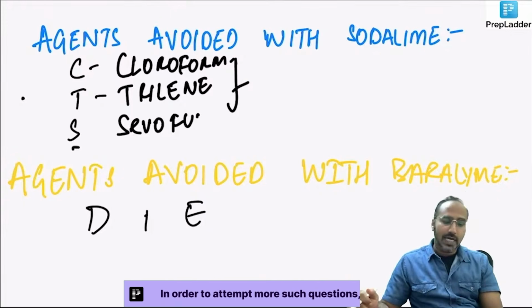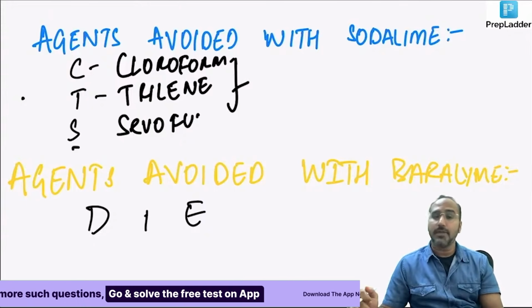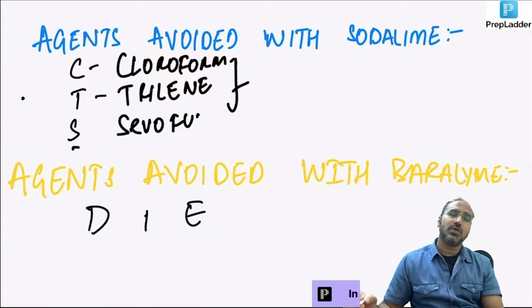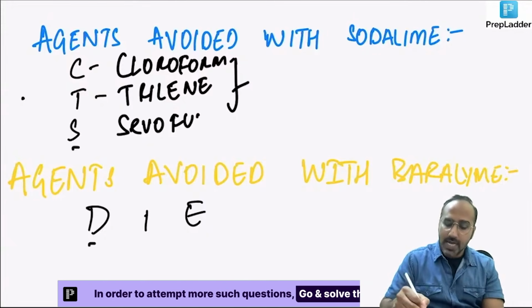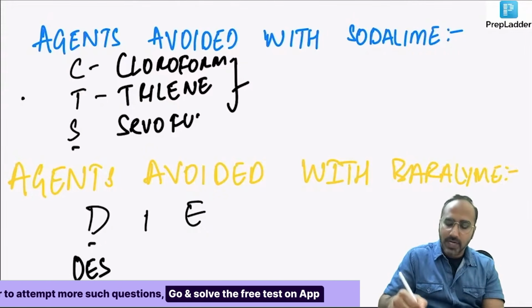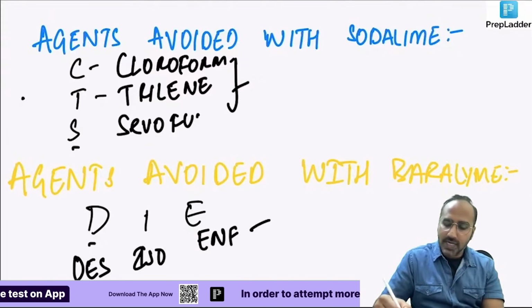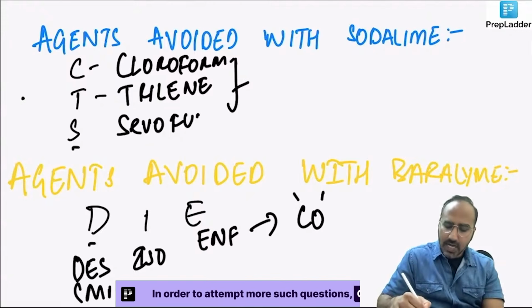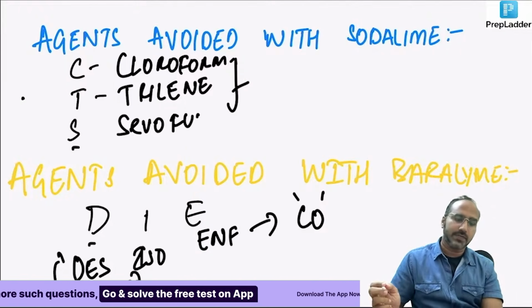Next, if you don't have soda lime, the other thing that you can use instead of soda lime is baralyme. That is also a carbon dioxide absorbing material. But which agents are avoided with baralyme? If you use those agents with baralyme, the patient might die. So DIE. D stands for desflurane, I stands for isoflurane, E stands for enflurane. If you give them, they will react with baralyme to form carbon monoxide, and maximum carbon monoxide is formed with desflurane.